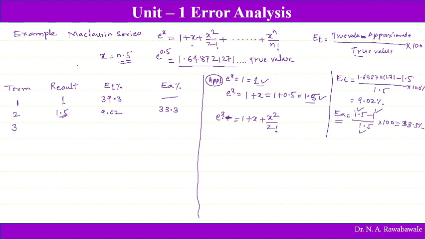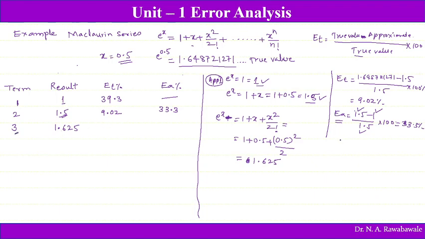Now we substitute x is equal to 0.5 and then we get the answer as 1 plus 0.5 plus x square, which is 0.5 square divided by 2 factorial, that is 2. So if we simplify, this will be 1.625. Now the true value is 1.64, and by considering three terms in this approximation we get 1.64.